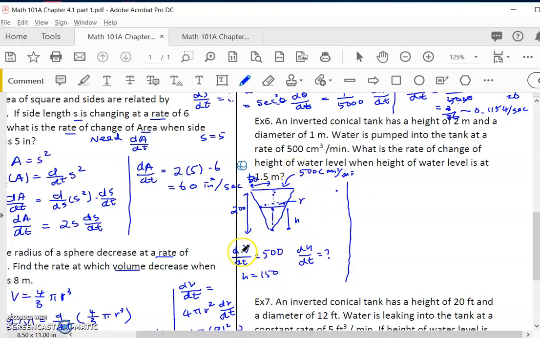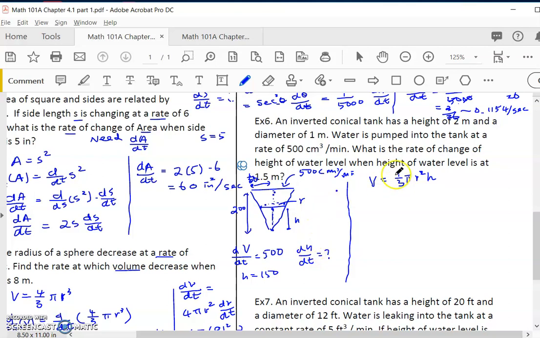Of course, if we know dV/dt and we need dH/dt, we need to relate V and H. But there's a third variable, R. Let's see how we can deal with it. Let's write something that relates V and H. The volume of a cone is 1/3 pi R squared H. Now if I take dV/dt and dH/dt here, my R is changing, so I don't have dR/dt.